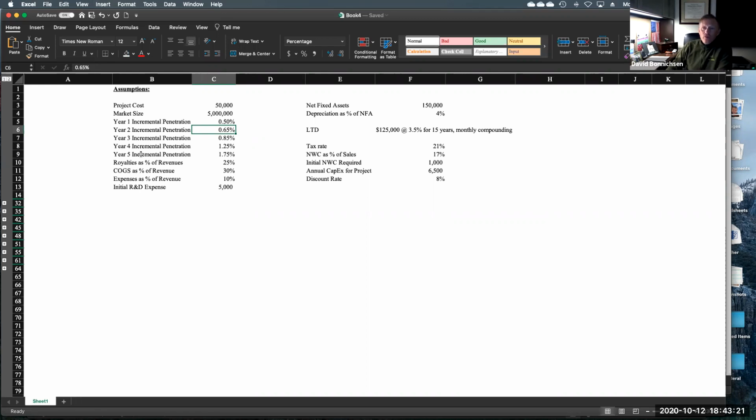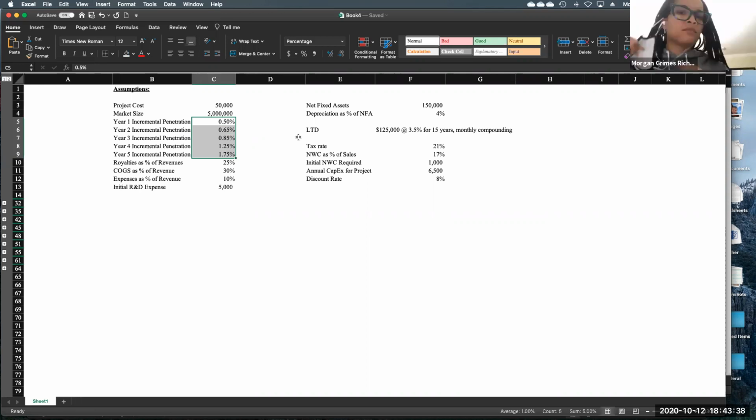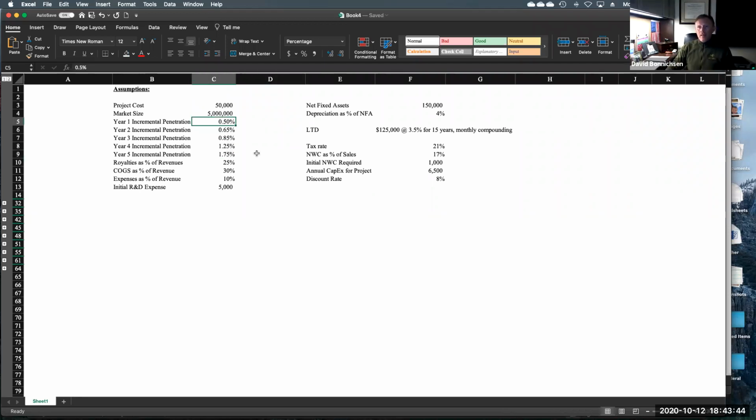So on and so forth until year 5, where we're finally adding incrementally another 1.75%. So in total, we will have penetrated the market by a total of 5% in this analysis. It creates different layers of revenue, and we'll walk through how to build that.